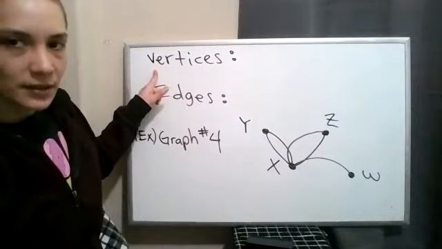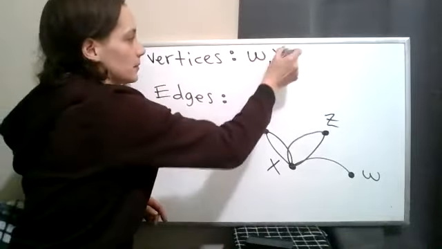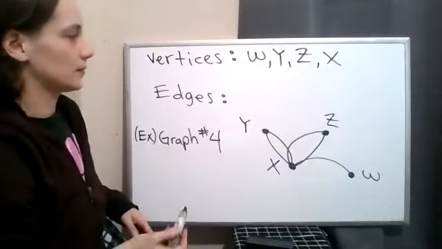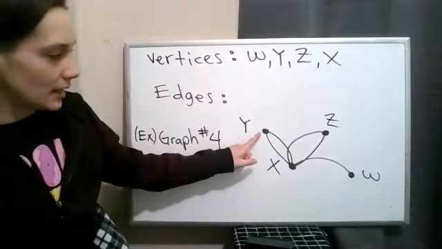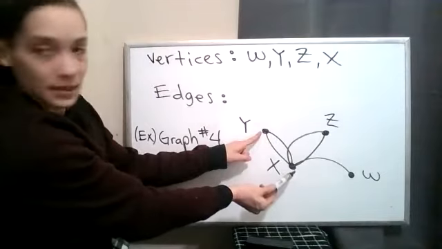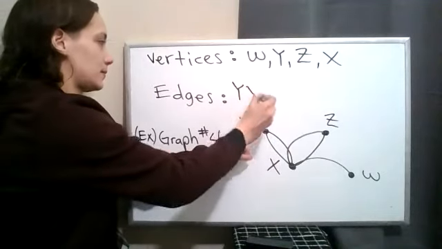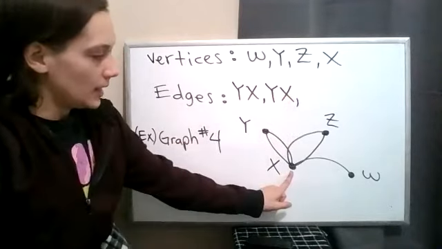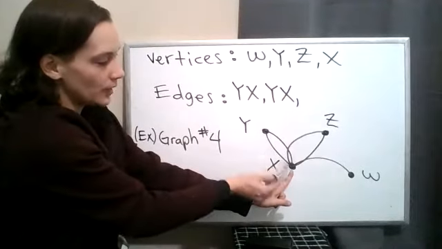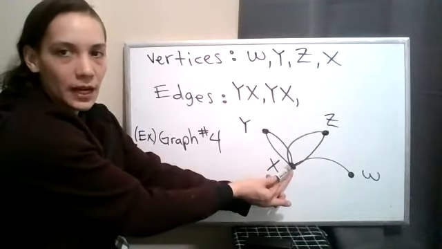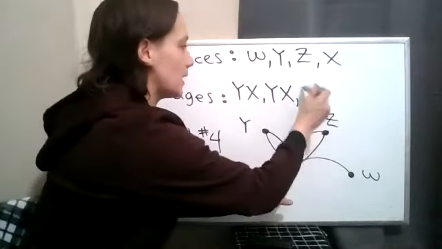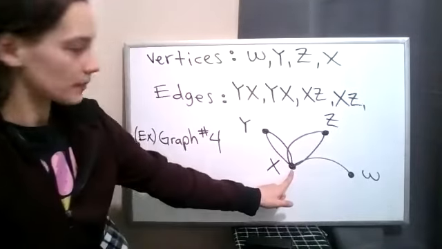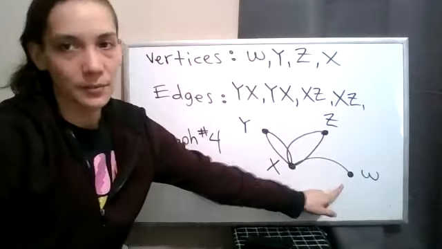So the vertices are the dots. Just list them out. Edges. Let's start here with YX, YX. And then X goes to Y 2 times, which we've already taken care of. X goes to Z 2 times, so we need X, Z, X, Z. And also XW.